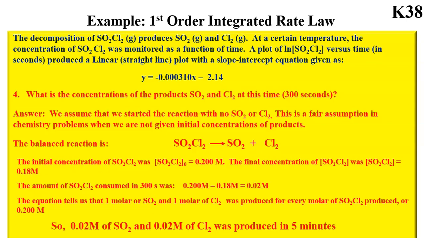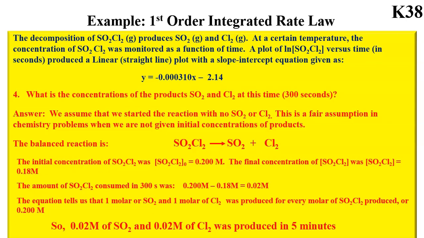And the final question in this sequence is, what is the concentration of SO2 and Cl2 at this time? So, answer. We assume that we started the reaction with no SO2 or Cl2. This is a fair assumption in chemistry problems when we are not given an initial concentration of products. So we assume that SO2 and Cl2 were 0.